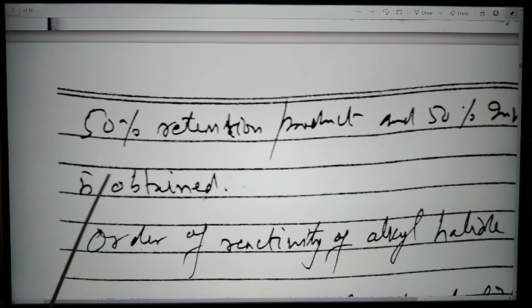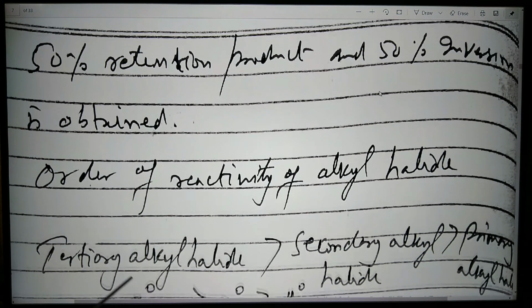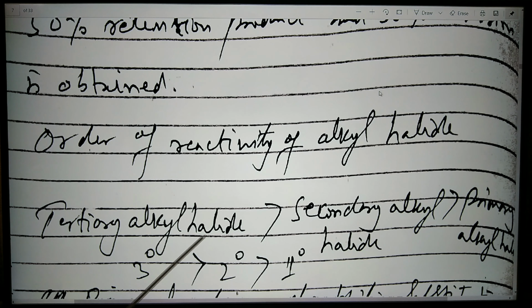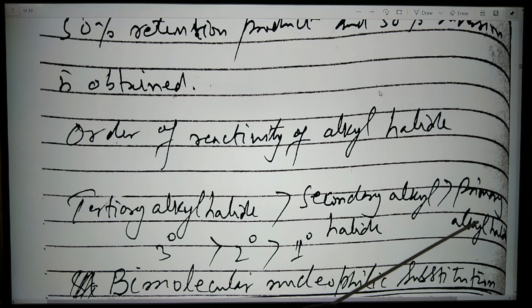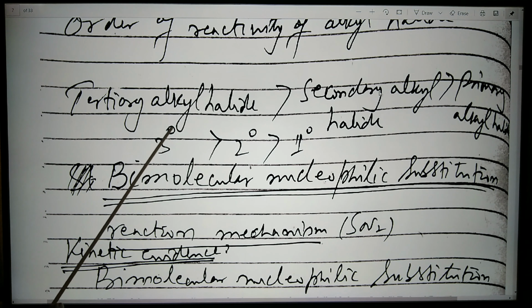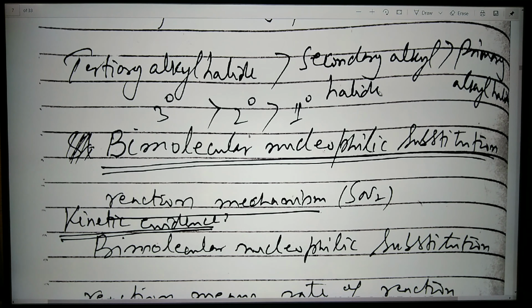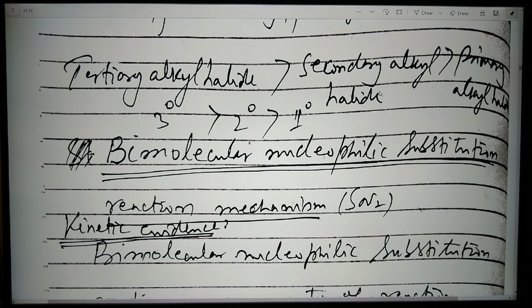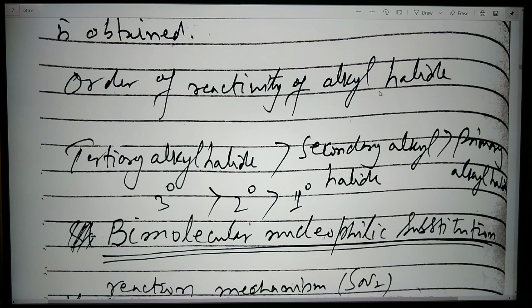So the order of reactivity of the alkyl halide is tertiary alkyl halide greater than secondary alkyl halide greater than primary. Primary is represented by 1 degree, secondary by 2 degree, and tertiary by 3 degree. So this is about the SN1 reaction mechanism. Next we will discuss the bimolecular substitution reaction.